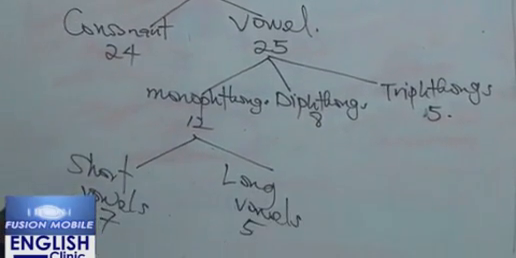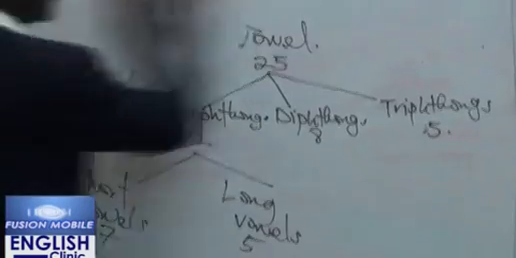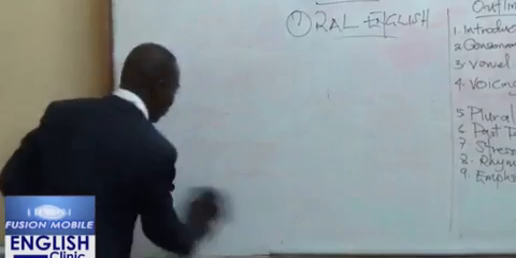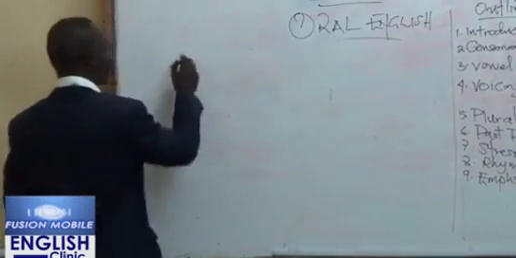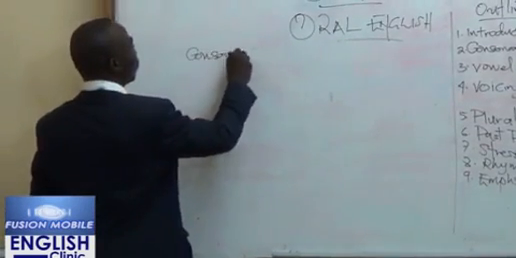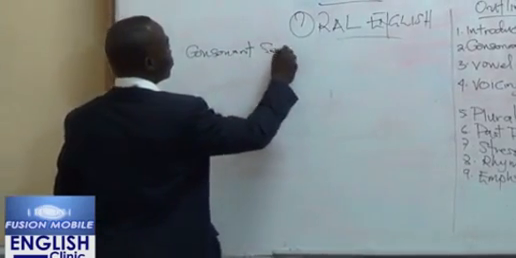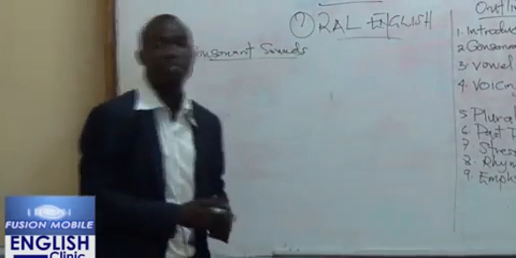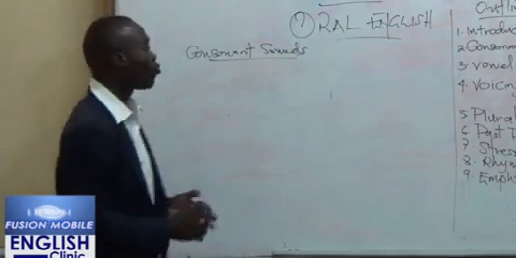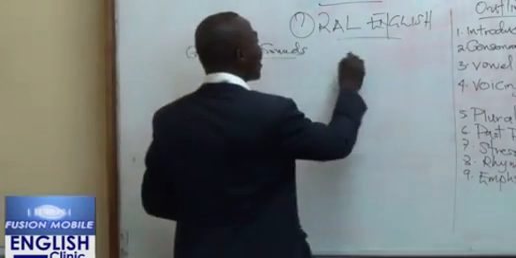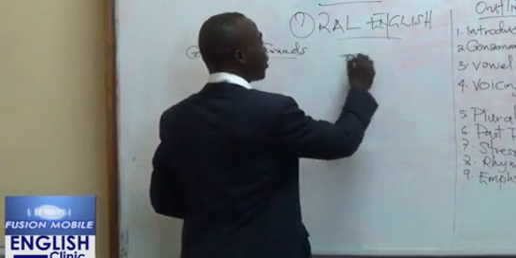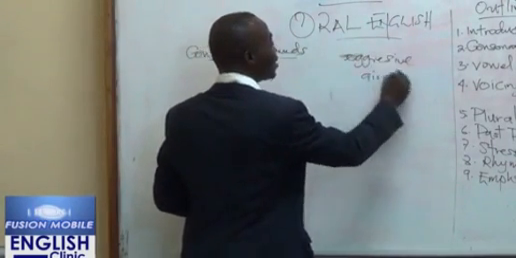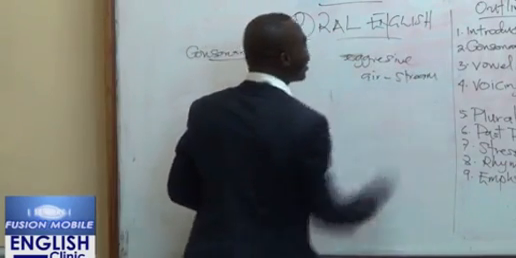Now, let's talk about the next thing. We are going to talk about consonant sounds. Now, for us to discuss the differences between consonant sounds and vowel sounds, we need to know something we call the egressive airstream. Now, what is the egressive airstream?